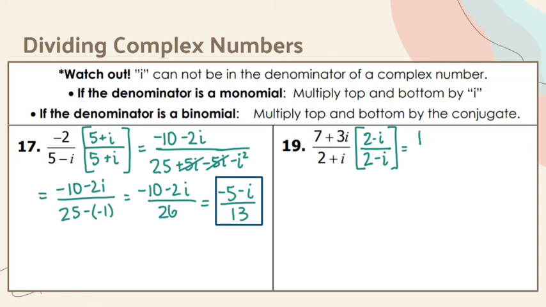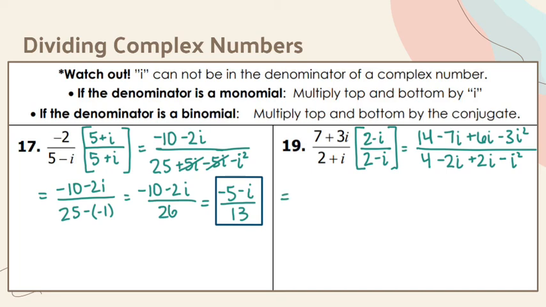7 times 2 is 14. 7 times negative i is negative 7i. 3i times 2 is positive 6i. And 3i times negative i is negative 3i squared. Over 2 times 2 is 4. 2 times negative i is negative 2i. i times 2 is positive 2i. And i times negative i is negative i squared.